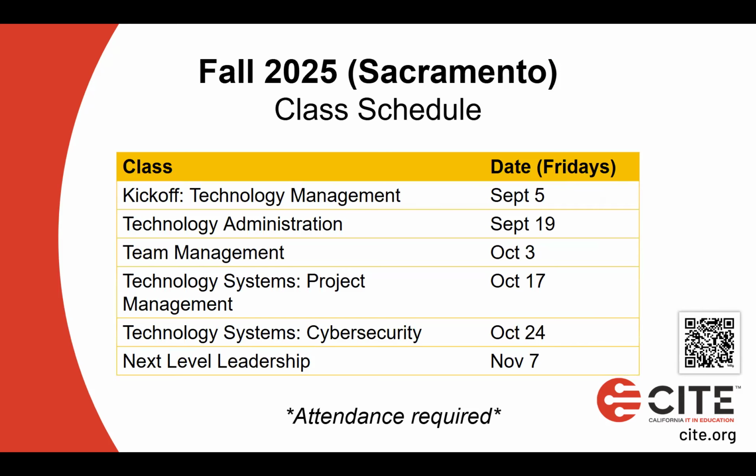Here's a look at the schedule for this fall in Sacramento. Here you can see the 6 different classes that we have covering 5 modules. And here's that module that I told you is combined technology systems. It's broken up into 2 parts, project management and cybersecurity. In this schedule you don't see the breakdown of in-person versus Zoom sessions, but if you want that, here's the hyperlink to take you to our CITE TMAP page. You can see the schedule with the breakdown of what classes are in person versus on Zoom.